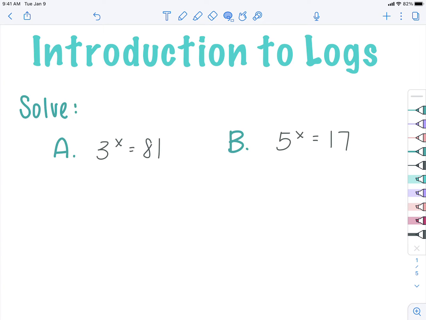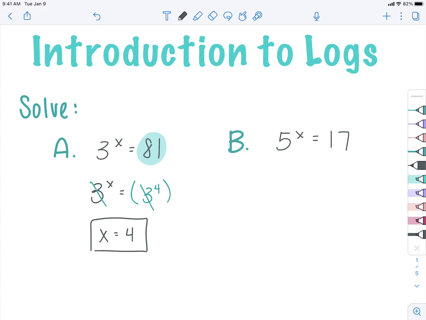If we look at 3 to the x equals 81, if you were going to solve for x there, you know that you have to rewrite this 81 to be in base 3. So we bring down the first part of the equation. We rewrite 81 to be 3 to the 4th power. Then we know, since we have 3 to the x and 3 to the 4th, that since the bases are the same, we can cancel out the bases and we get x equals 4.